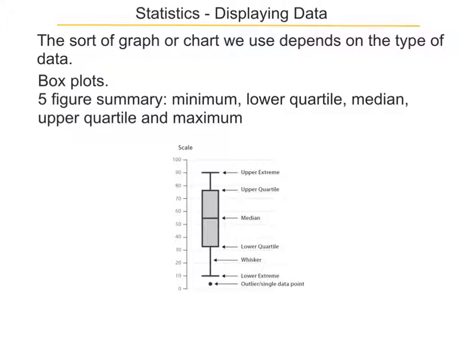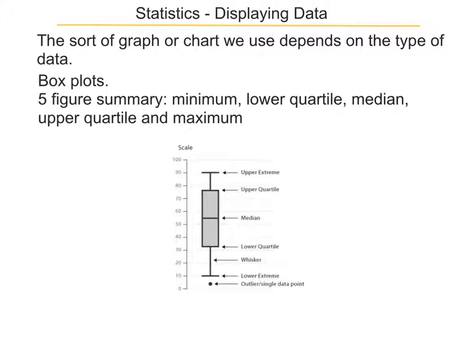A box plot, or a box and whisker plot, is used to show the median and its associated quartiles. So let's have a look at this one here. In the middle is the median. Just above it is the upper quartile, and above that the upper extreme, or the maximum value that we've found. Down below is the lower quartile and the lower extreme.